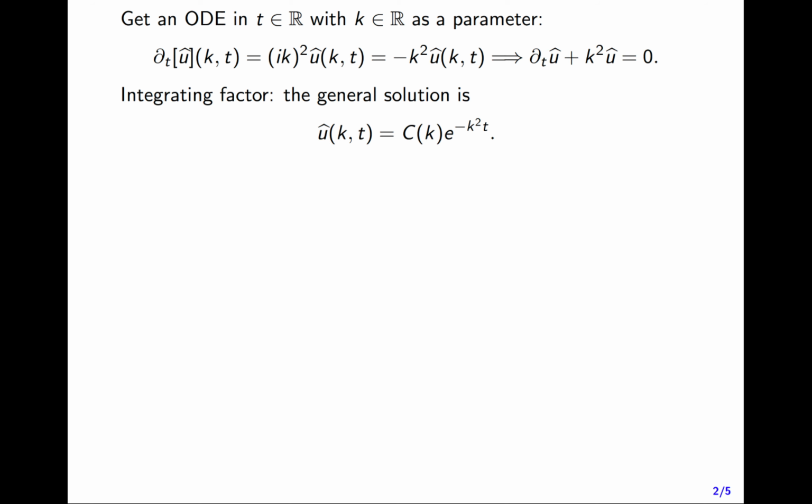Now this differential equation, once we parse through all the notation, isn't that difficult to solve. t derivative on u hat plus a constant k squared on u hat equals 0. That means that u hat of k,t is a constant c of k times e to the minus k squared t. And that's just the integrating factor method or separation of variables.